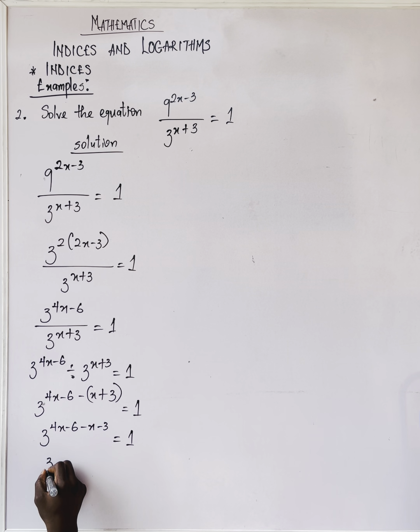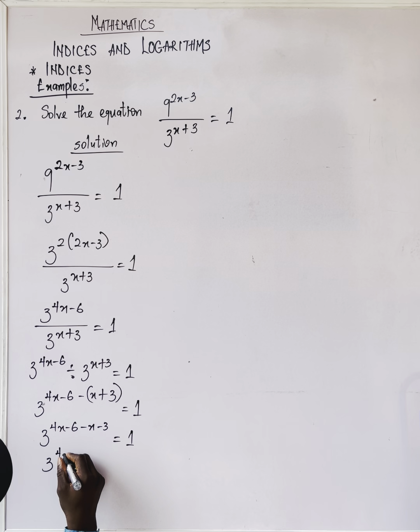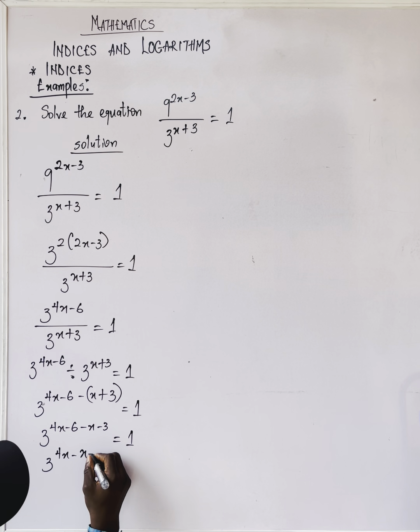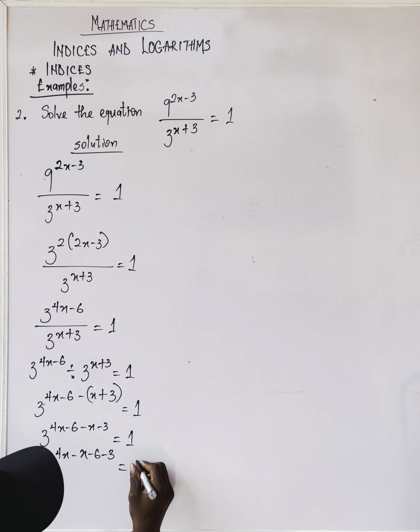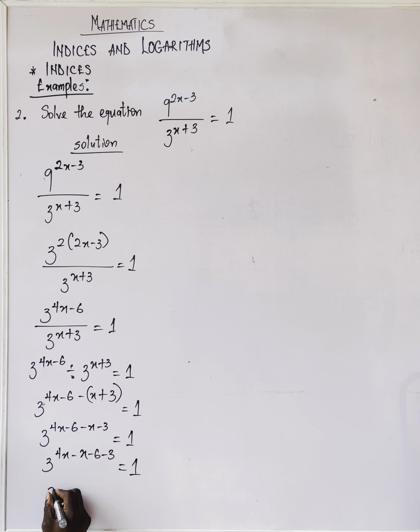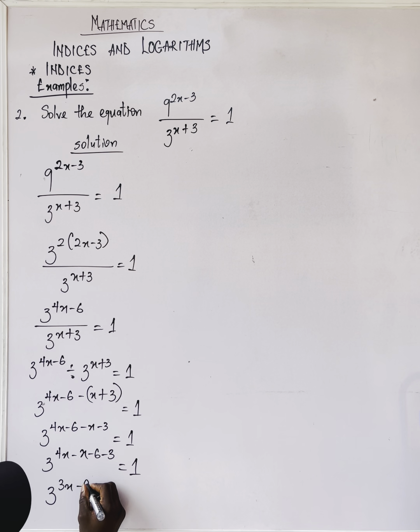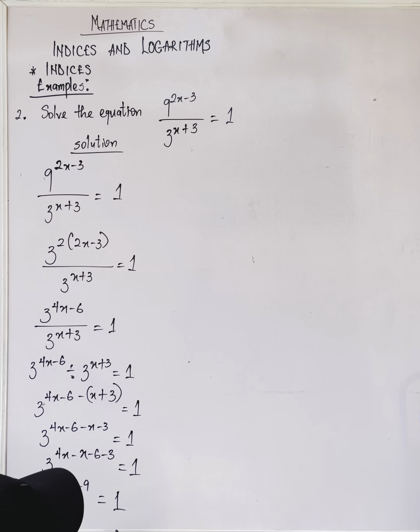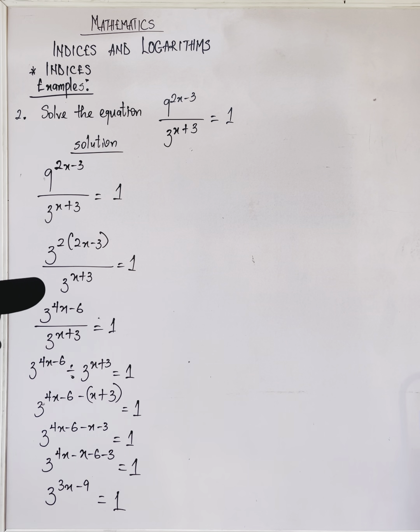So that will give us 3 to the power of, in brackets, let's collect like terms: 4x minus x, then minus 6 minus 3, all equals 1. 4x minus x is 3x. Minus 6 minus 3 is minus 9. So 3 to the power of 3x minus 9 equals 1. Now, you are done with this left hand side. Now, let's come back to the right hand side.